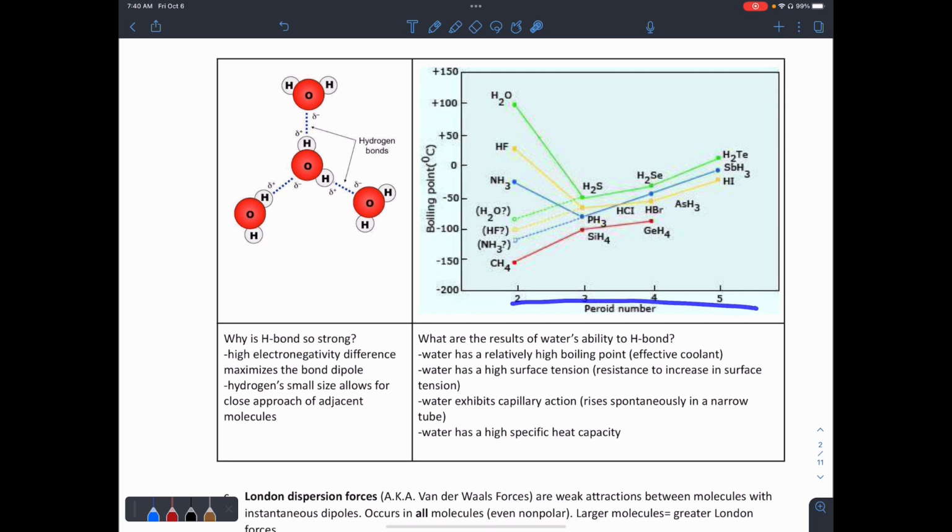We see a graph with period number and boiling point. Why boiling point? Remember, overcoming intermolecular forces allows molecules to separate and turn from a liquid to a gas, that is boiling, or to turn from a solid to a liquid, that is melting.